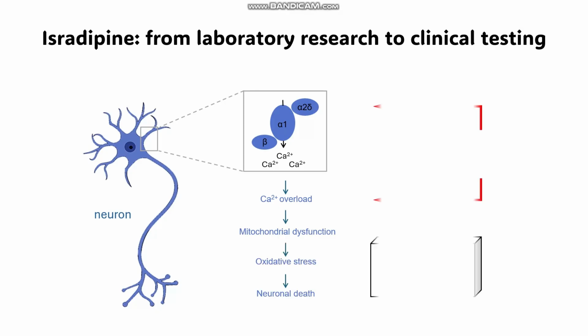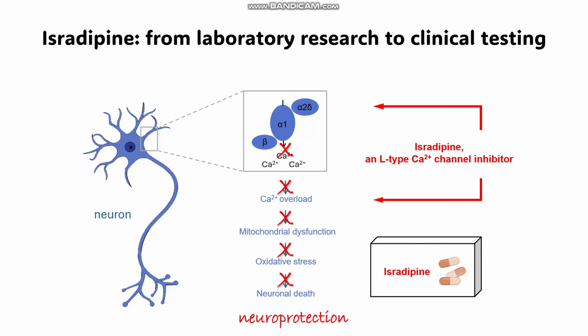Despite strong neuroprotection in animal models, the Study of Parkinson's Disease 3 clinical trial of isradipine failed to slow motor progression at the doses tested.